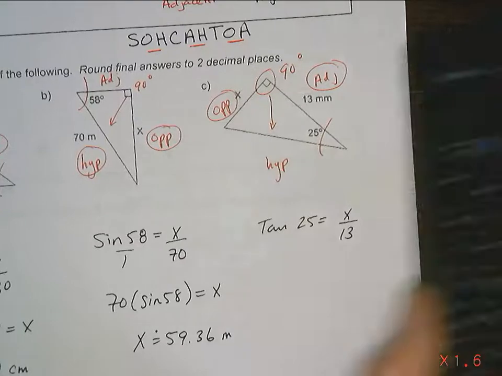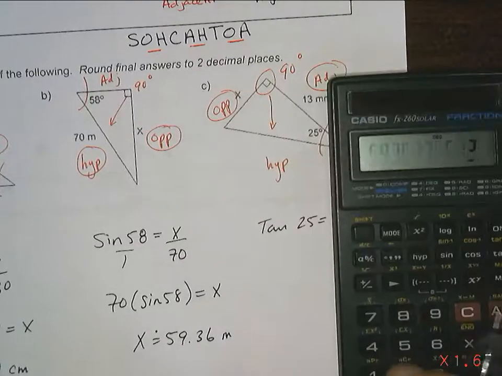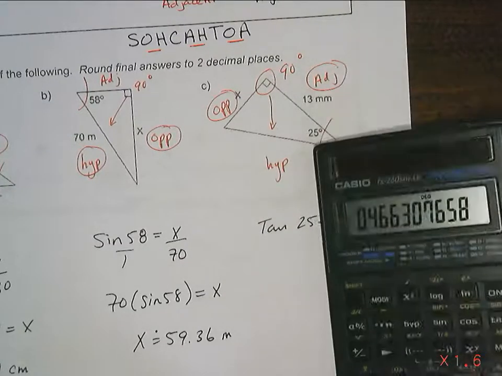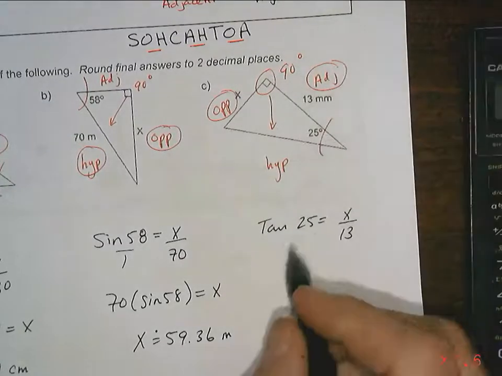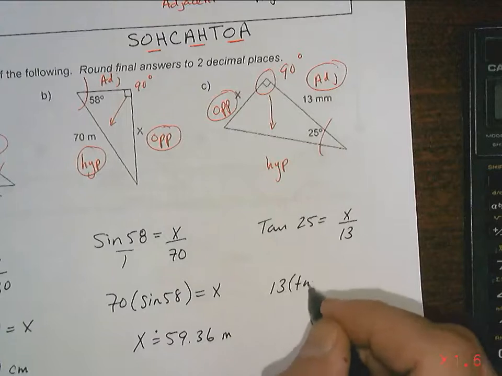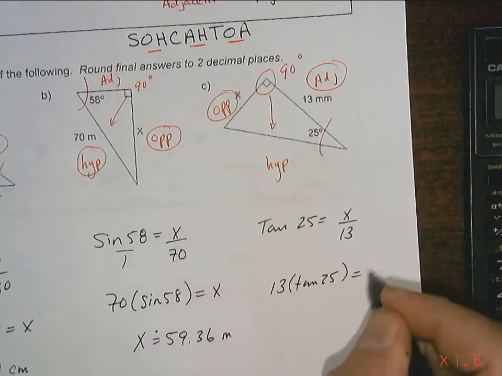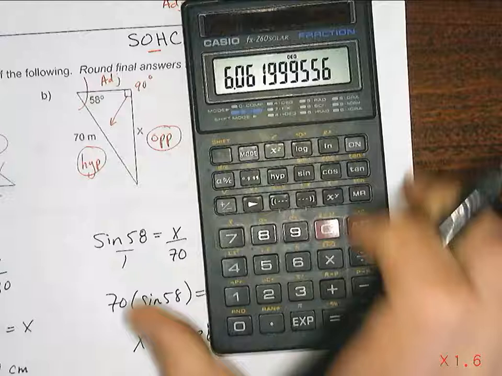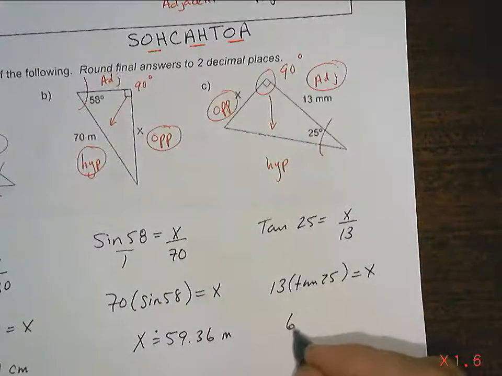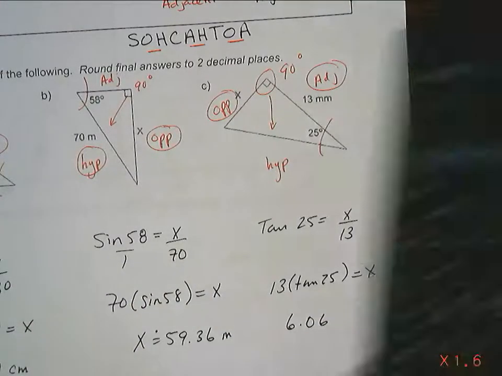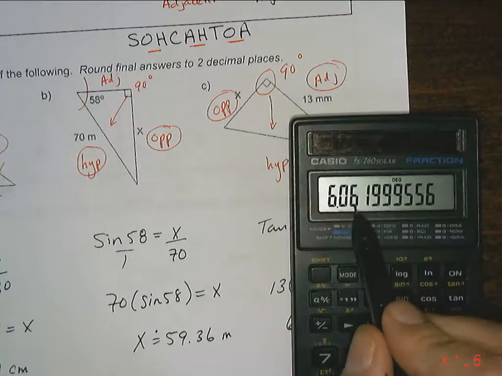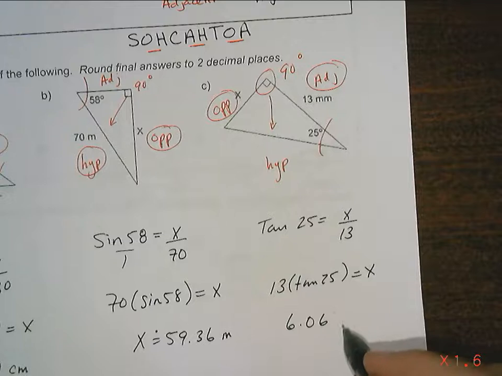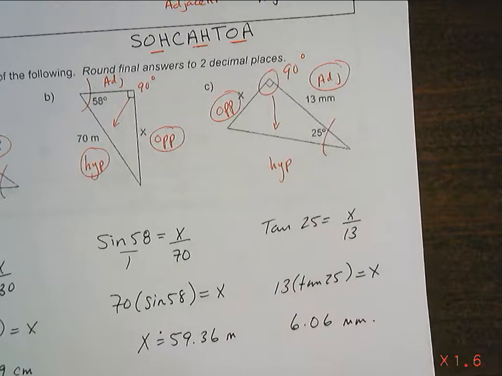Again, tan of 25 is simply a decimal. That's the decimal it is. So I'm going to cross multiply. And I'm going to get 6.06 because that 1 is not going to round up that 6. And that's in millimeters. Okay, so hopefully you got that right.